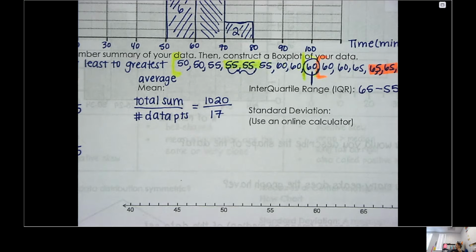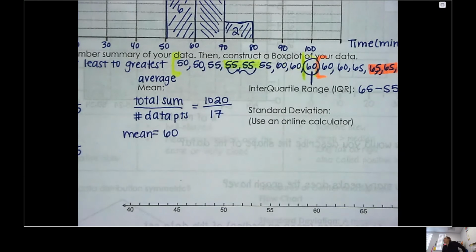Yes. What'd you get? 60. 60. So your mean is 60. Good. All right, questions so far?